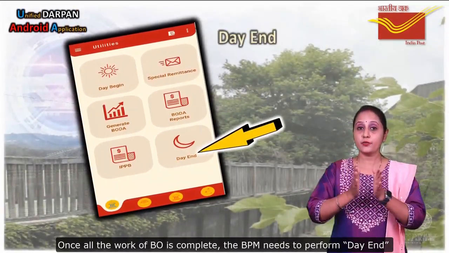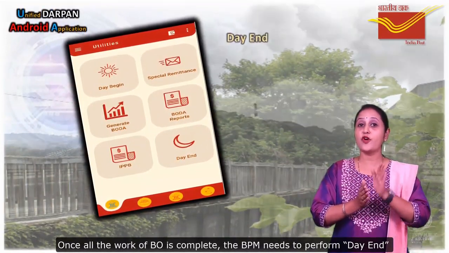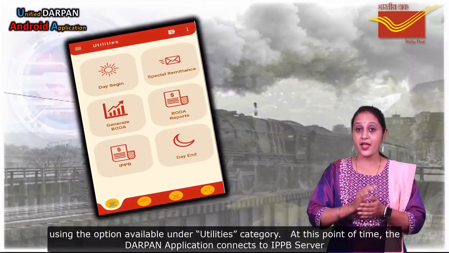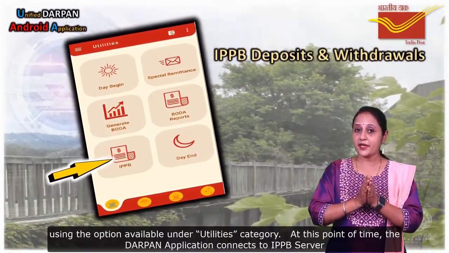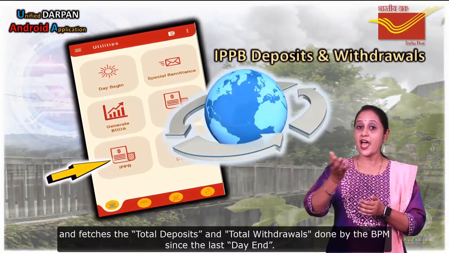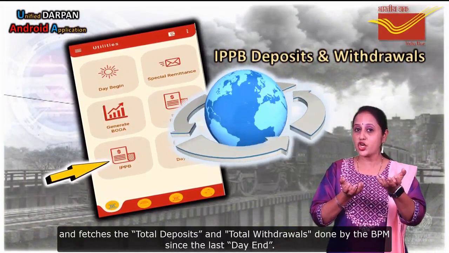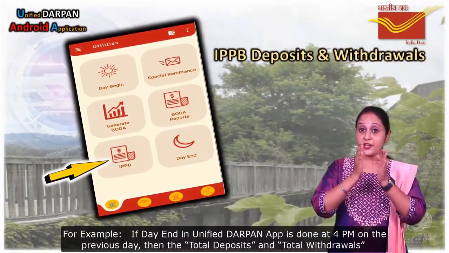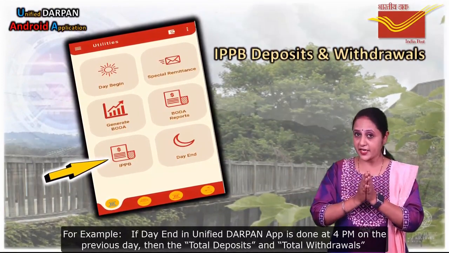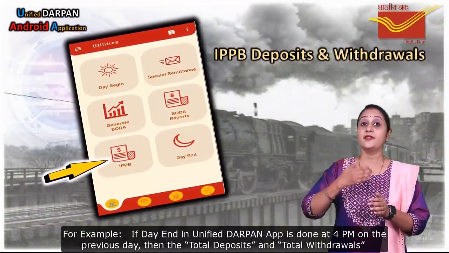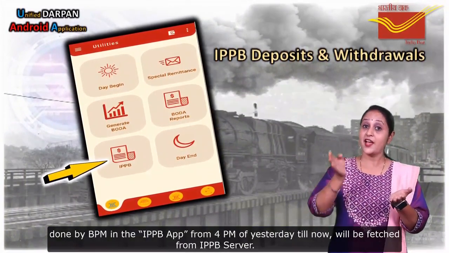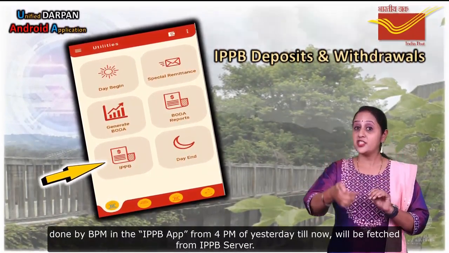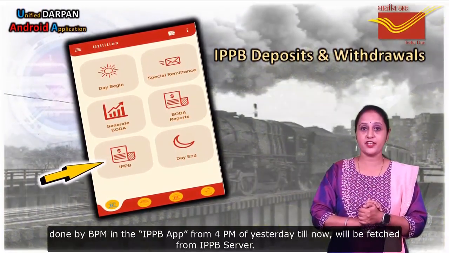Once all the work of the BO is complete, the BPM needs to perform day end using the option available under Utilities category. At this point of time, the DARPAN application connects to IPPB server and fetches the total deposits and total withdrawals done by the BPM since the last day end. For example, if day end in the Unified DARPAN app is done at 4 p.m. on the previous day, then the total deposits and the total withdrawals done by the BPM in the IPPB application from 4 p.m. of yesterday till now will be fetched from the IPPB server.